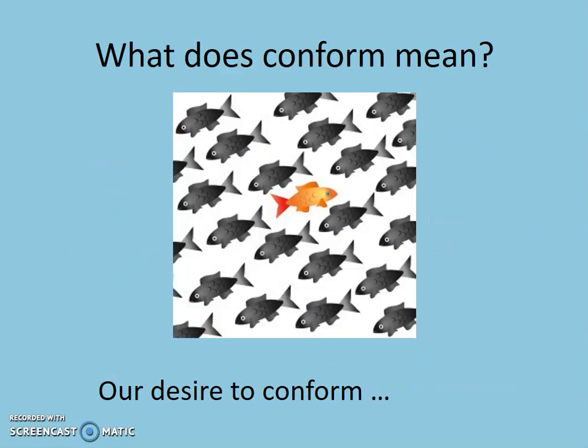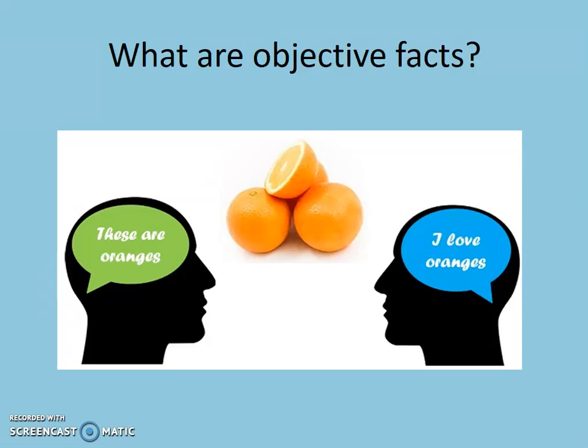All right, so first of all, what does conform mean? So conform means to go with everybody else. So collectively, it could be our students, it could be our humans, it could be our Americans, but you kind of needed to know what the our was, and then our desire to conform. We like to conform. All right, the second part is objective facts. And again, I think this is where some people went a little off track. So objective facts are usually things that can be proven. So these are oranges. I think no one will debate that. But I love oranges. Now we're getting into emotions and feelings.